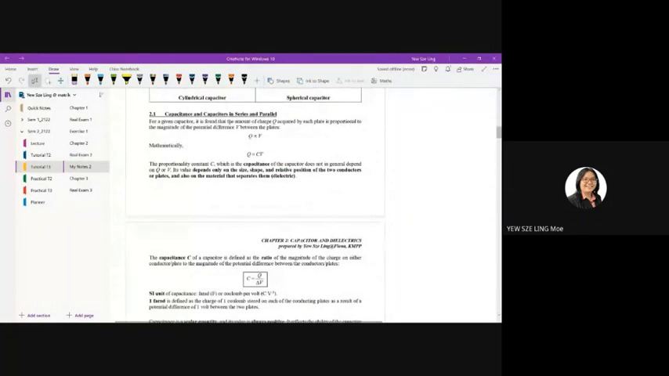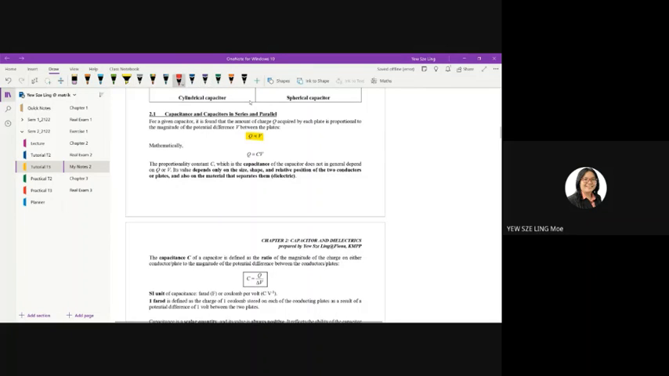So capacitance and capacitors in series and parallel, we've seen before, obviously. We have learned how to derive it. For a given capacitor, it is found that the amount of charge on each plate is proportional to the magnitude of the potential difference. This is what I told you previously: Q is proportional to V, and V is proportional to Q. If you increase the potential difference, charge will increase. If you have more charge stored on the plate, then the potential difference will increase.